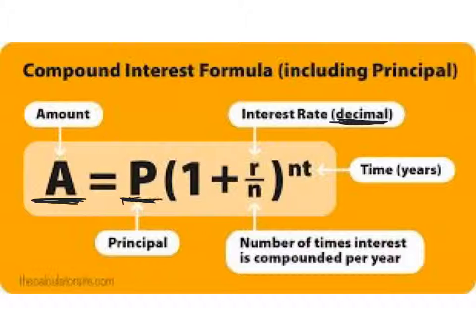So principal goes here for P, interest rate as a decimal in for R, number of times you compound a year goes in for N, and then T is always time in years.